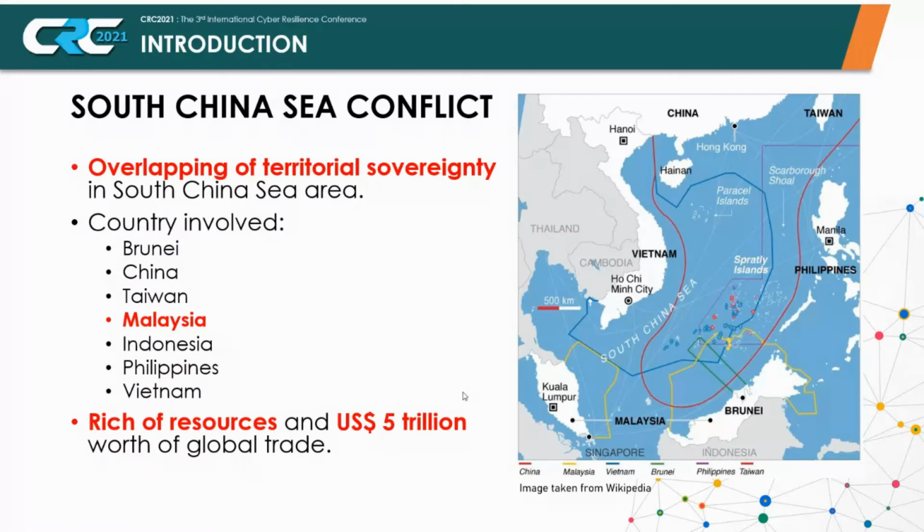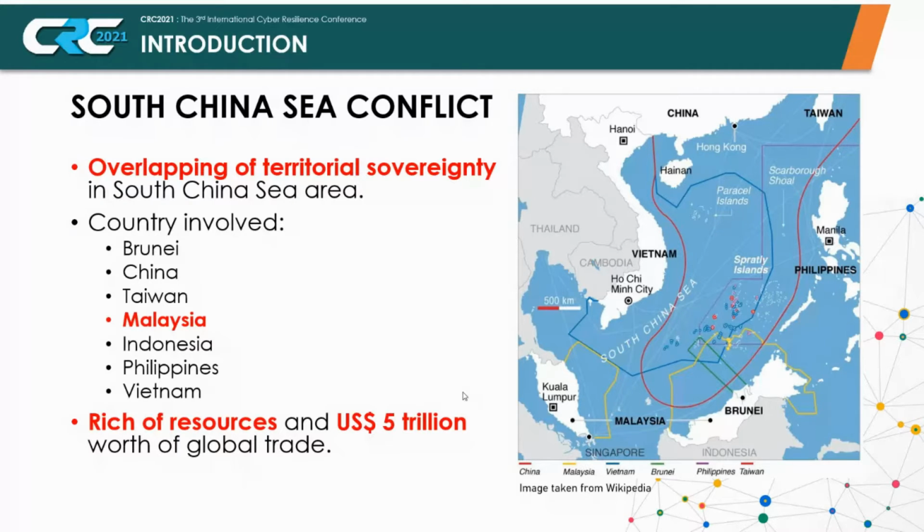Next, I would like to introduce the case study of this research, which is the South China Sea conflict. This conflict is due to overlapping territorial claims in the South China Sea area. There are several countries involved in this conflict, which are Brunei, China, Taiwan, and also our country Malaysia, Indonesia, Philippines, and also Vietnam. The South China Sea is rich in resources such as oil and natural gas.